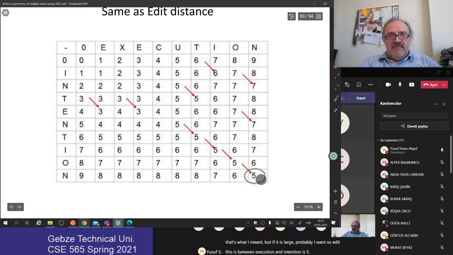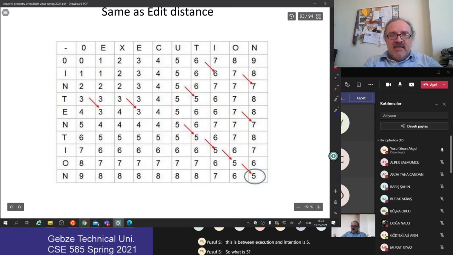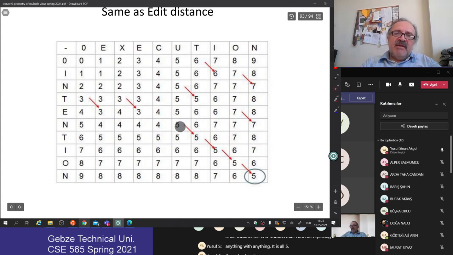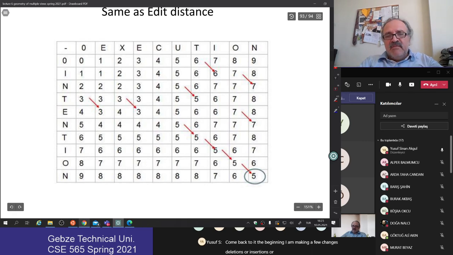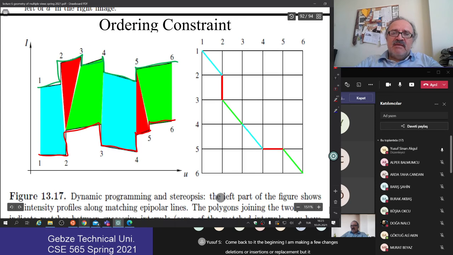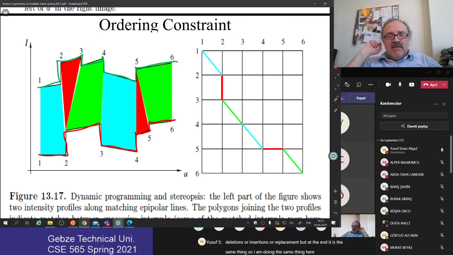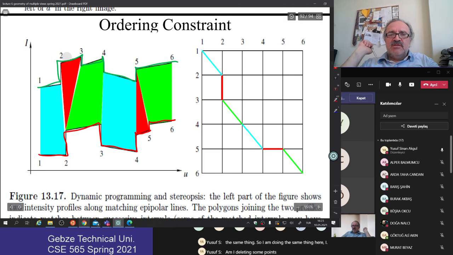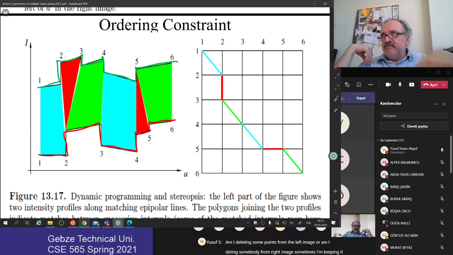So what is 5? It looks like at the beginning, I need to replace E with I, and I need to replace N with X. And towards the end, I am not replacing anything with anything. It is all 5. Compact. So at the beginning, I am making a few changes, deletions or insertions or replacements, but at the end it is the same thing. So I am doing the same thing here. I mean, am I deleting some points from the left image or am I deleting some points from the right image? Sometimes I'm keeping it exactly the same.